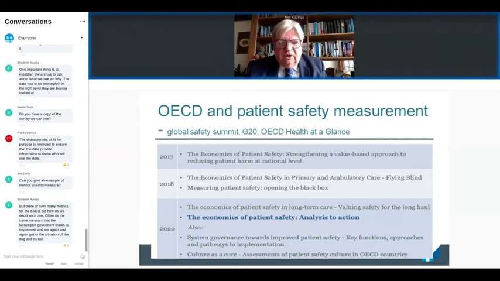We shifted in 2018 by emphasizing the importance of looking at patient safety in primary care and ambulatory care. You see a similar report which was released this year in September, but was prepared for the Global Summit in Switzerland, which focuses only on long-term care, how to value long-term care and how safety in long-term care, but also what are the economic consequences. A report on system governance, which looks at the governance mechanisms towards safety. A report on culture, which gives an overview of the various international attempts to assess culture.